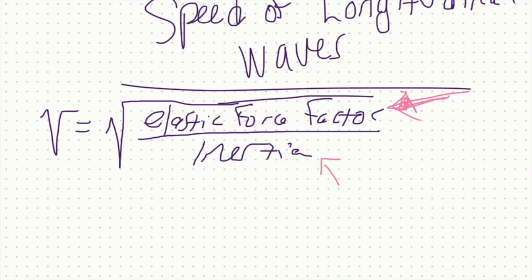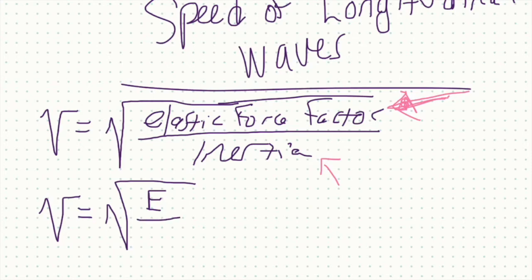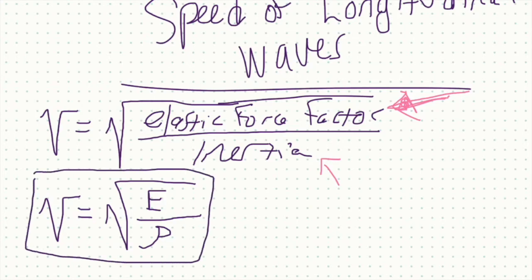And this one's density. So the other way to write this equation, this is all on page 304, is velocity. If it's a longitudinal wave in a solid, it's the square root of the elastic force factor, which is E, sometimes Y for Young's modulus, over density, which we signify with rho. So this is if it's in a solid, steel or iron or something like that. This is the speed of a very important longitudinal wave in a solid.